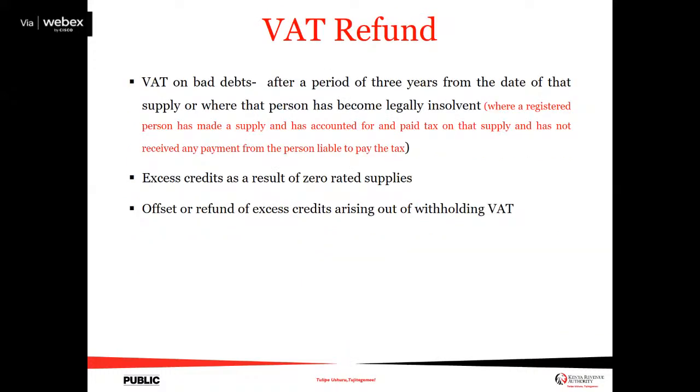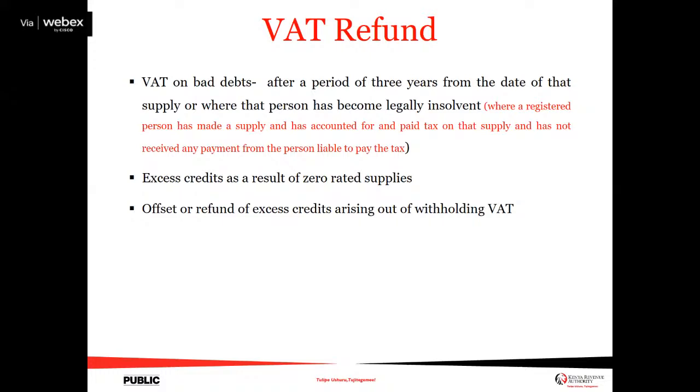So what happens if I've filed the return, I've followed all these things that have been stipulated by law, I've made sure that the tax point that I used was the correct tax point, and I've adhered to law? Is there a possibility of me getting a refund from VAT? The answer is yes, but these are the scenarios that will grant you a VAT refund.